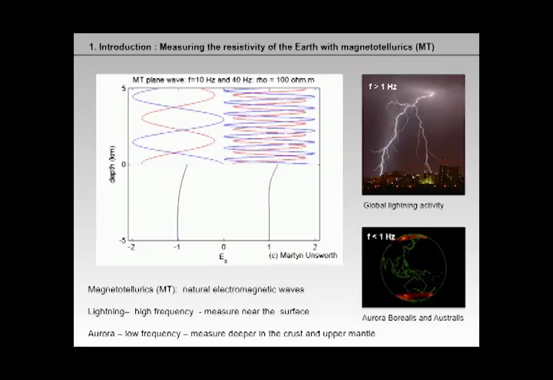Where do they come from? Basically, above 1 hertz, all of these signals are coming from global lightning activity. Here is a lightning strike on our campus on the Faculty of Engineering, but it didn't do too much damage, apparently. And below 1 hertz, these signals are coming from the magnetosphere, from the aurora. The solar wind is changing and produces these low frequency changes in the geomagnetic field. So 1 hertz is about the boundary. But obviously, as in any passive geophysical method, the signals are not always guaranteed to be there.